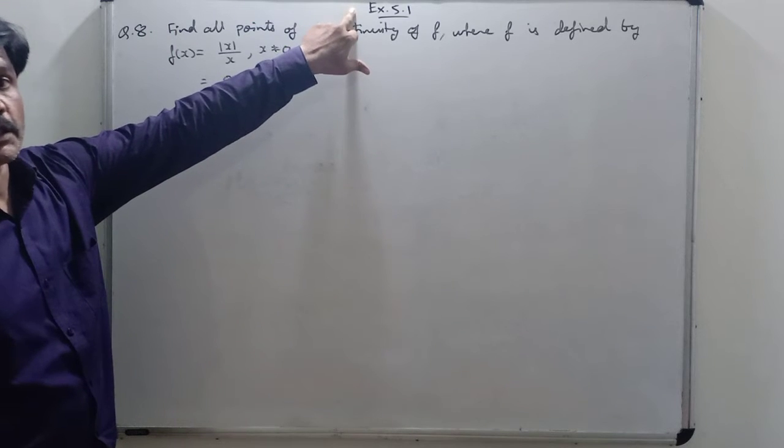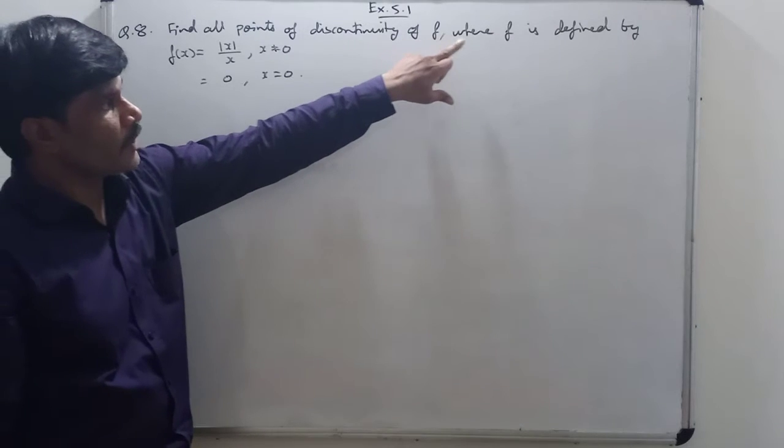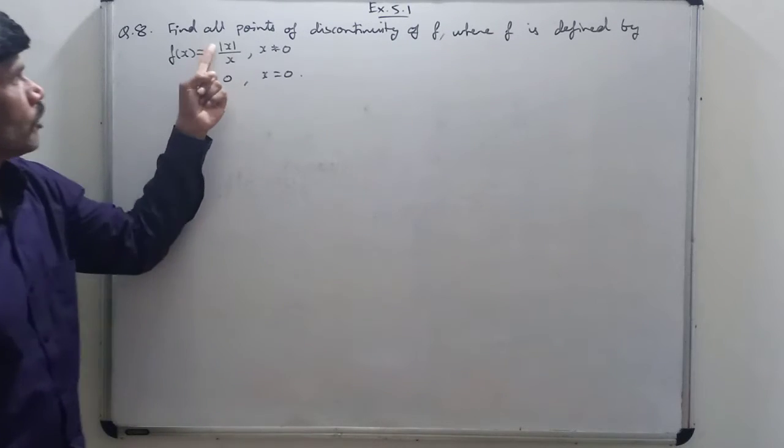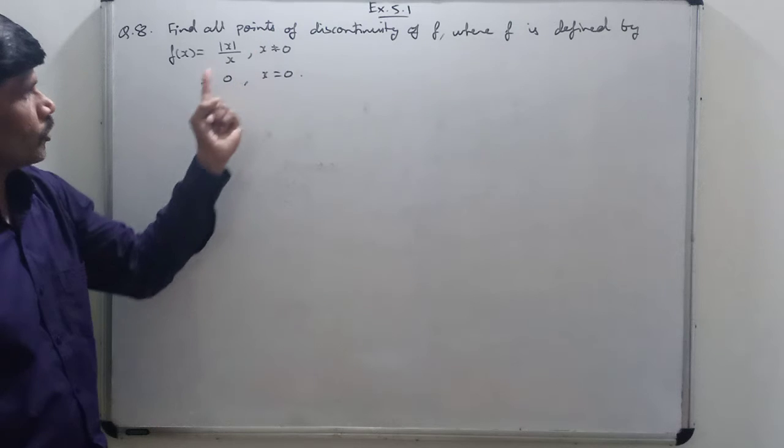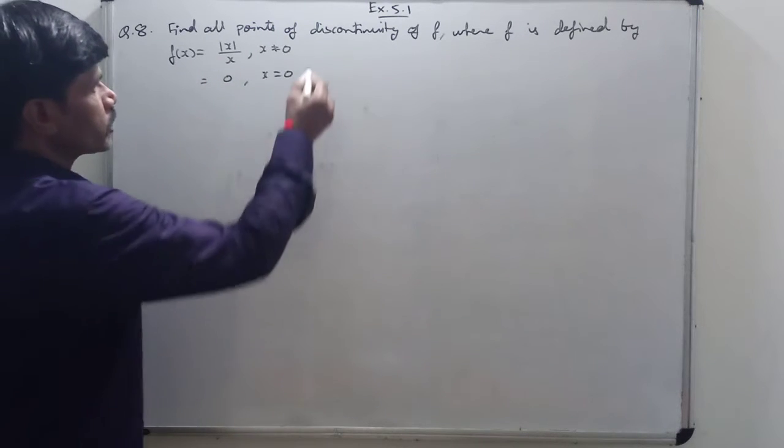Continuity and Differentiability, Standard 12, Question number 8. Find all points of discontinuity of f, where f is defined by f(x) = |x|/x when x is not equal to 0, and f(x) = 0 when x equals 0. Okay, so first of all I will simplify this function.